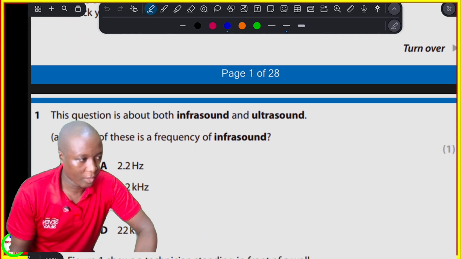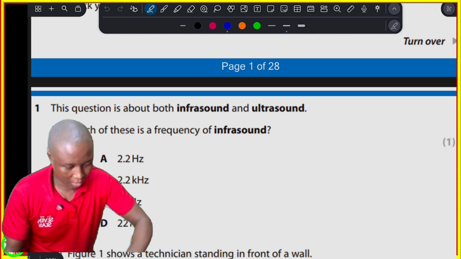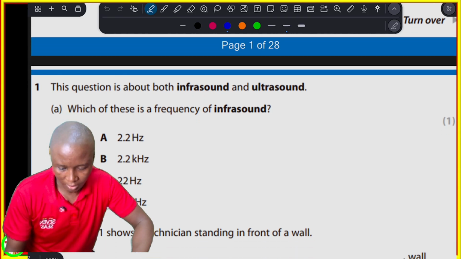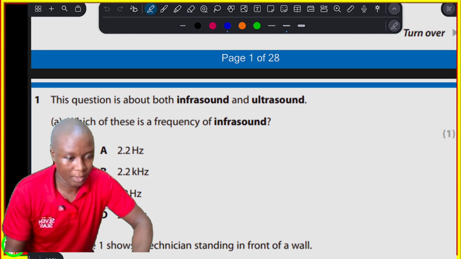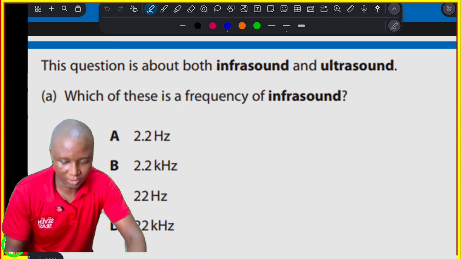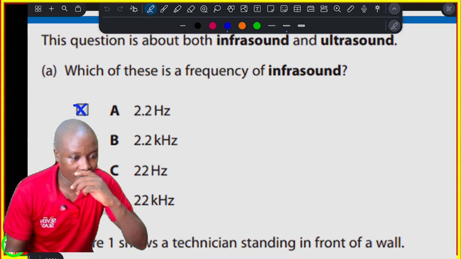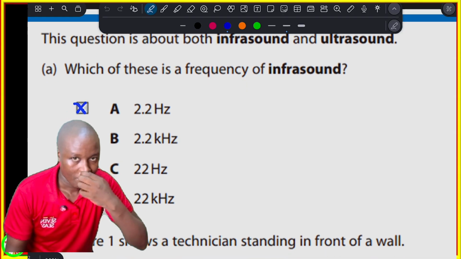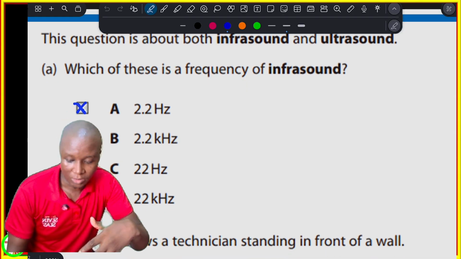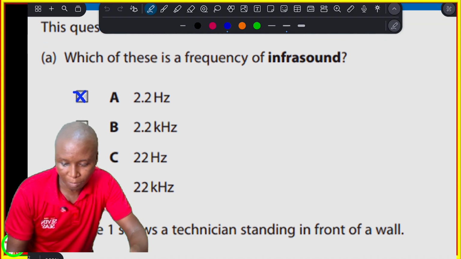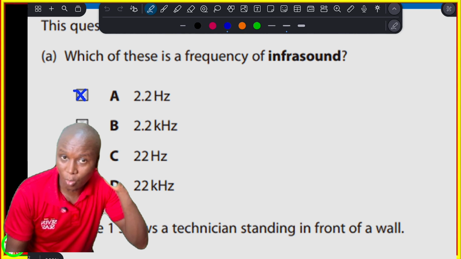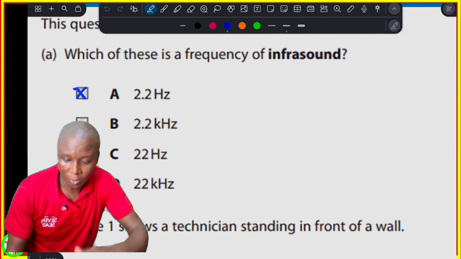One of the questions that was tested here was the question to do with infrasounds. You were supposed to understand what we really mean by the term infrasounds and which value represents infrasound. Remember, infrasounds are sounds which have frequency below 20,000 hertz. So the frequency that has below 20,000 hertz is 2.2, which was option number A.